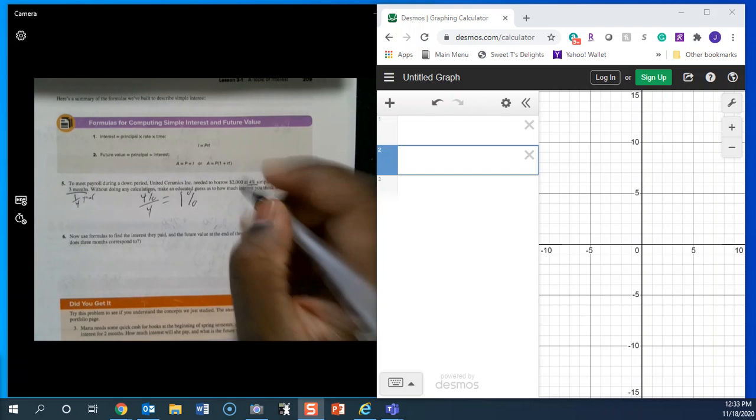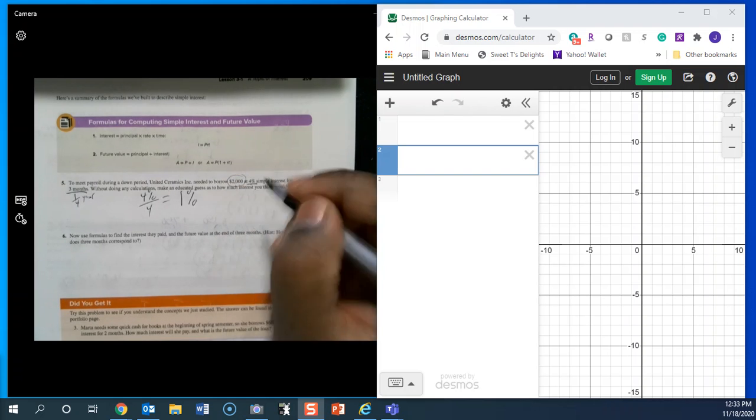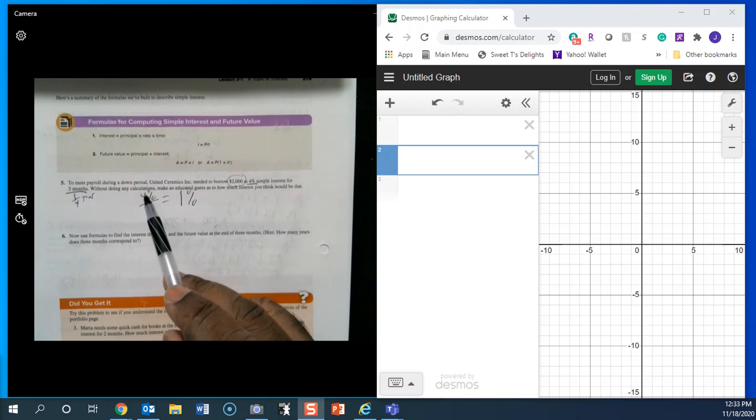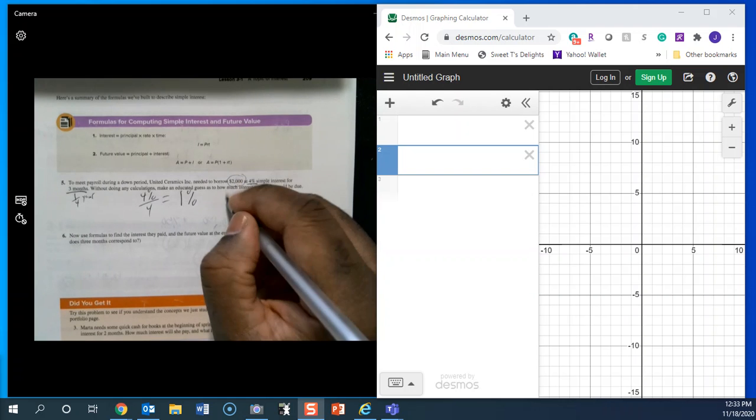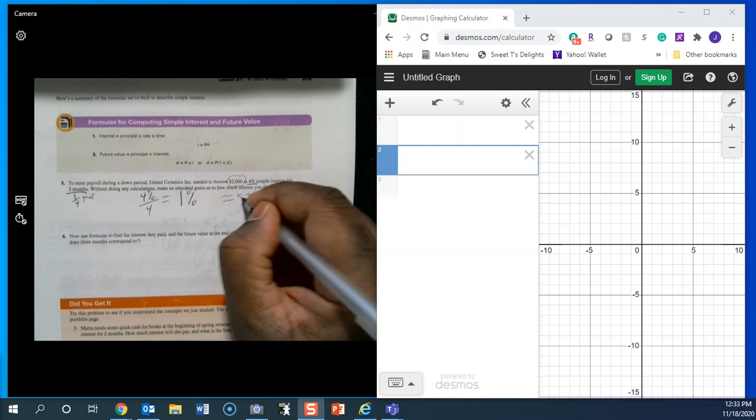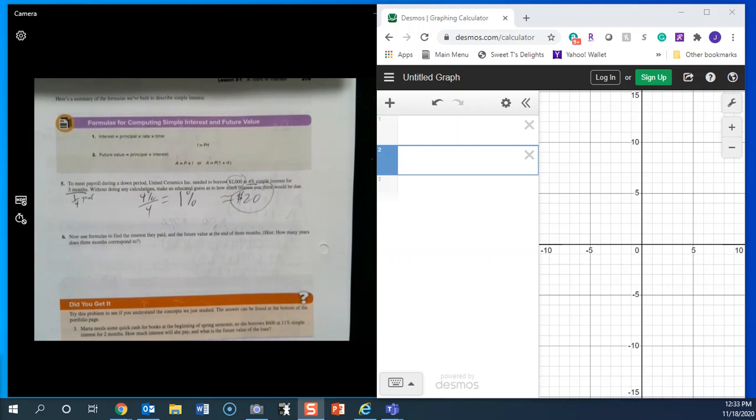Now, we had $2,000 here. They told us without doing any calculations, so we're doing this in our head. We know 10% of 2,000 is 200. So 1% of 2,000 would be $20. So we'll say approximately $20. That's how much interest will be paid for that 3-month time period.